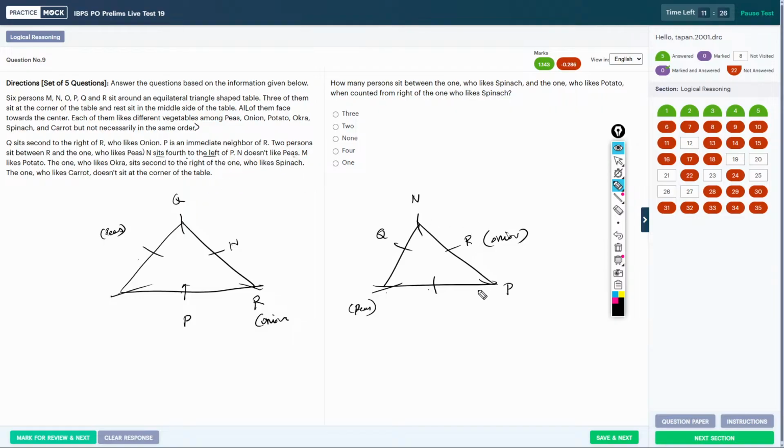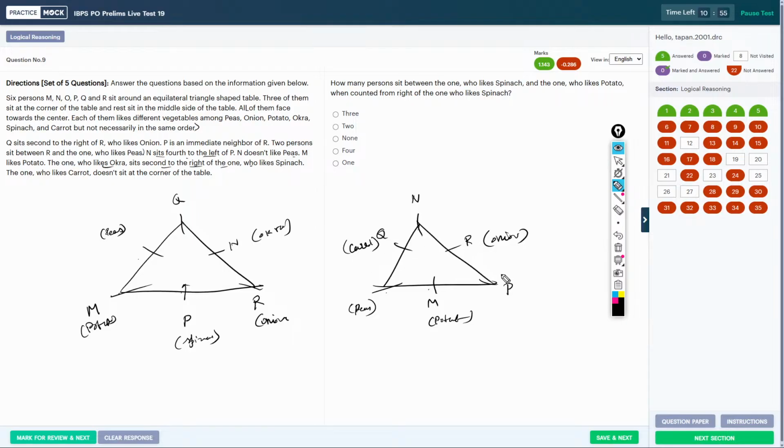M likes potato. M potato. The one who likes okra sits second to the right of the one who likes spinach. Okra, spinach. Spinach, okra. Only carrot does not sit at a corner. The carrot goes here. Carrot is here.